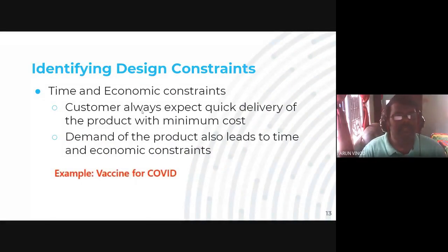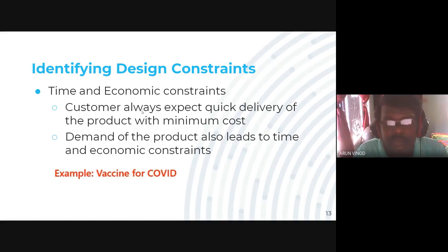The third one is time and economic constraint. Say, for example, a customer is coming and asking, I want a vaccine within 2 months. It's not possible. Previously, if you wanted to design a particular vaccine, it may take 10 years. But nowadays, because of the new technology, we are able to design a vaccine within one year. See, the vaccine came. But somebody is coming and asking, okay, I need a vaccine in 2 months or 1 month. It's not possible. That is time and economic constraints.